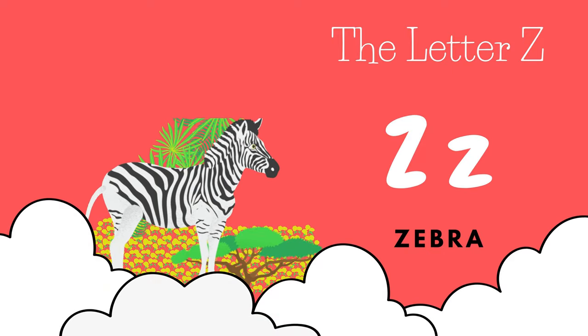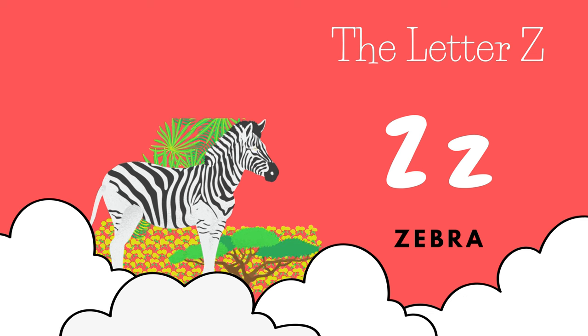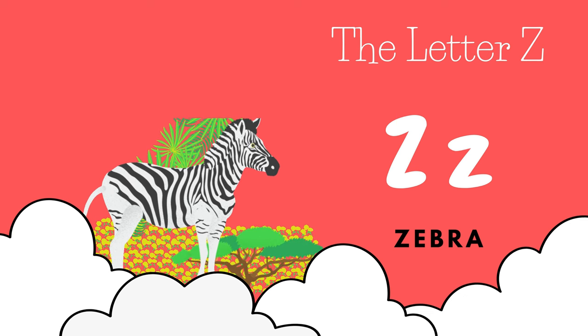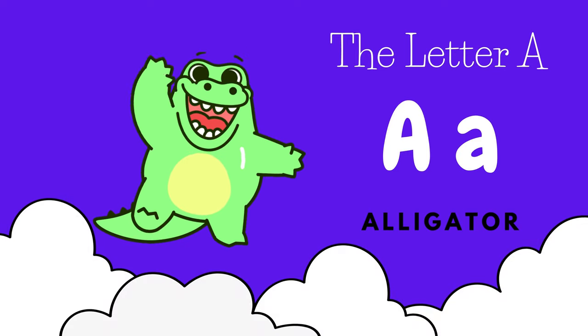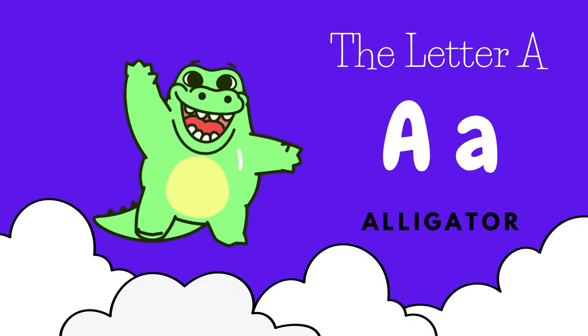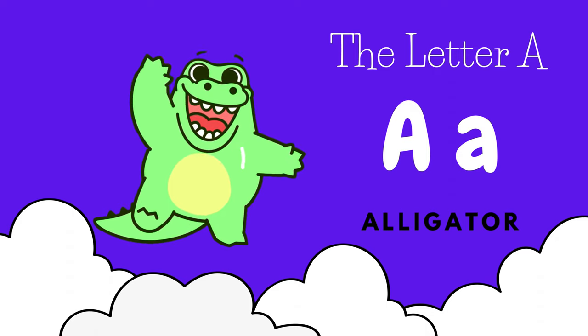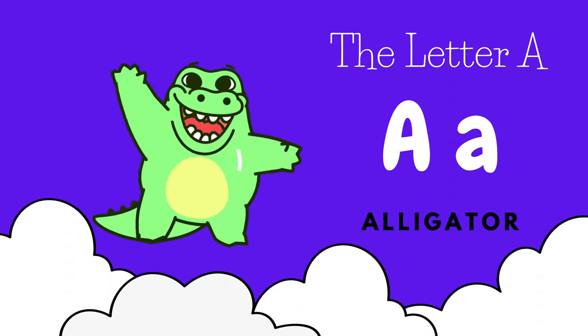The letter Z. Z is for zebra. The letter A. A is for alligator.